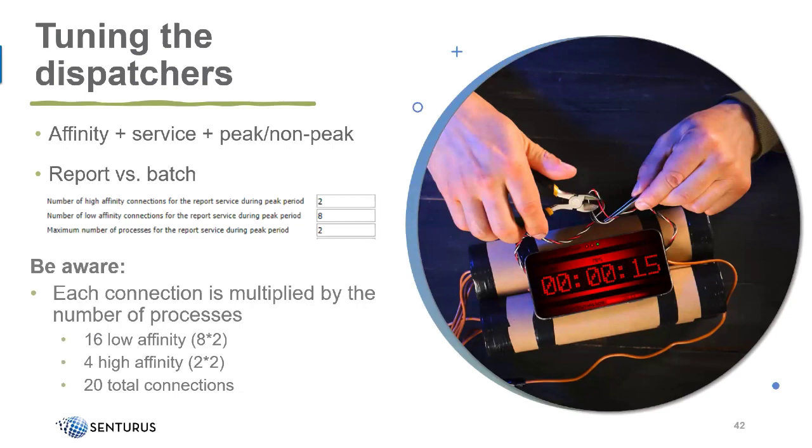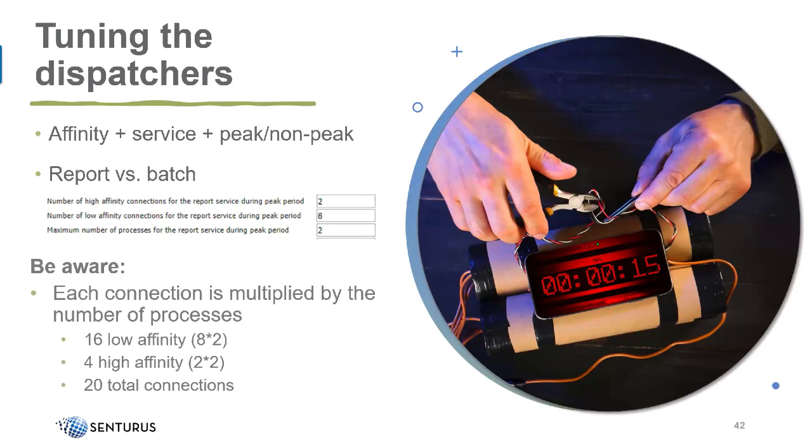Okay, so once you've got all those concepts put together, you can tie it all together here in the dispatcher settings. You have to combine the affinity type, the high or low, with the service you want to focus on, batch, report, query, and your peak and non-peak time. And if you look at the rows in the dispatcher settings, you'll see, this is a little snippet here, 1 through 3. Each of these has a combination. So I grabbed just a little piece here.